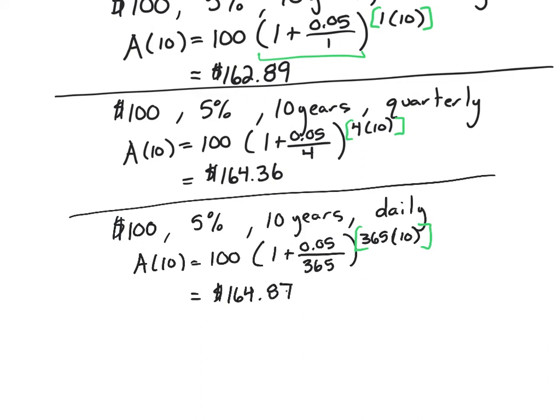If I compound daily, I would end up with a total of $164.87. Now, the difference between the 3 accounts isn't overly dramatic in terms of the amount of money, but if you were to invest a lot more money, instead of $100, say $1 million, you would see that the differences would be more significant. Percentage-wise, it would still be the same, but in terms of amount of money, $100 isn't that big of an investment. So the more you compound, the more money you're going to make in the end, regardless of whether it's a lot or a little.